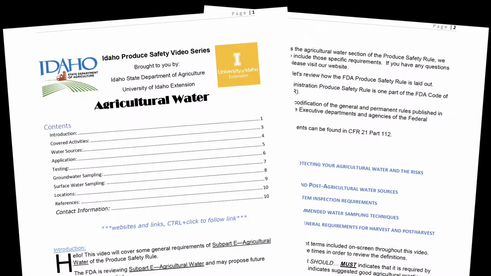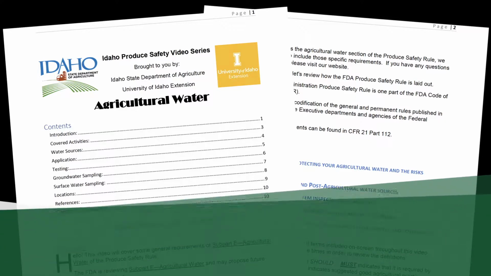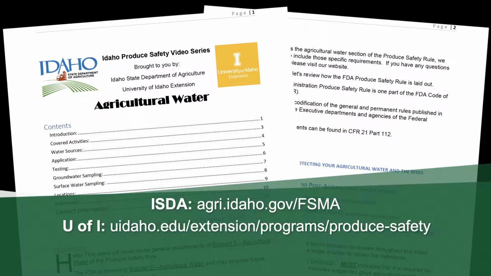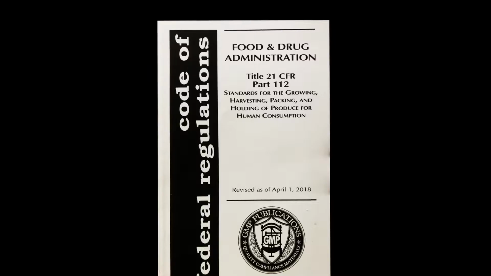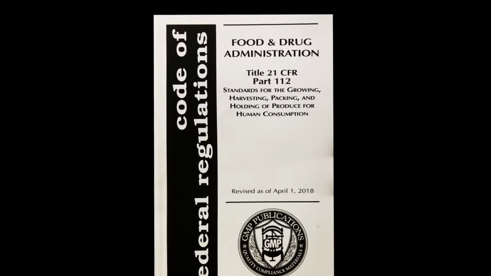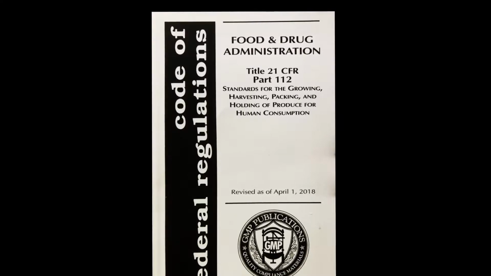You may print out this presentation at any time. This will be available for viewing on the Idaho State Department of Agriculture and University of Idaho Extension websites. It is a good idea to have a copy of the Produce Safety Rule when you view this video, so you can reference the rule throughout this presentation. You may pause this video at any time.